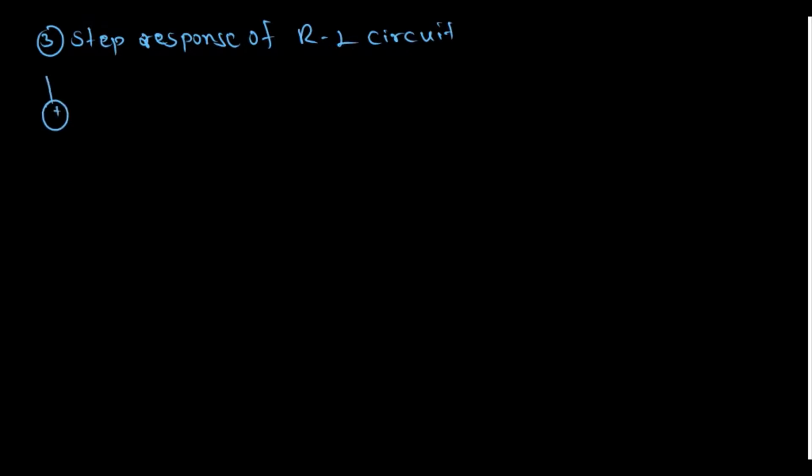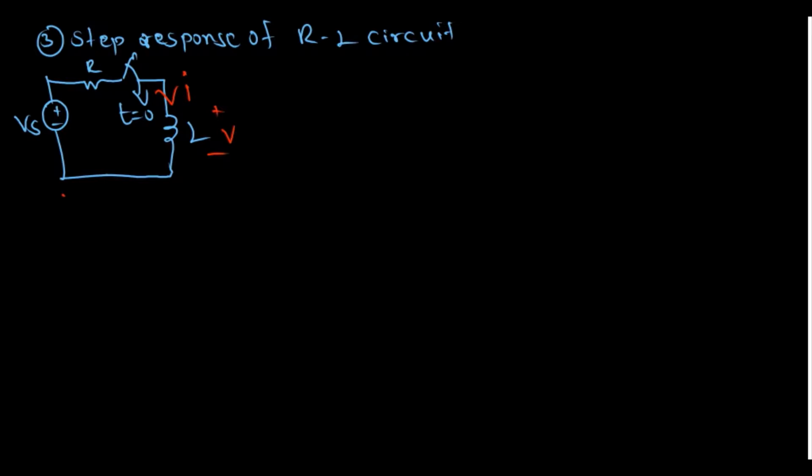So the drawing is as follows: this is Vs, and there is a resistor, a switch, and an inductor here. At t equal to 0, the switch has been closed, and I note the current through this is I. So across this inductor is V.